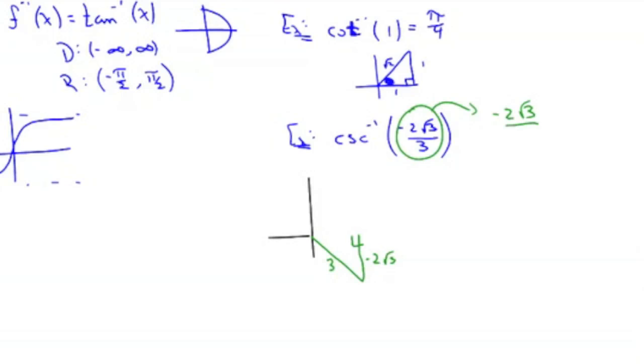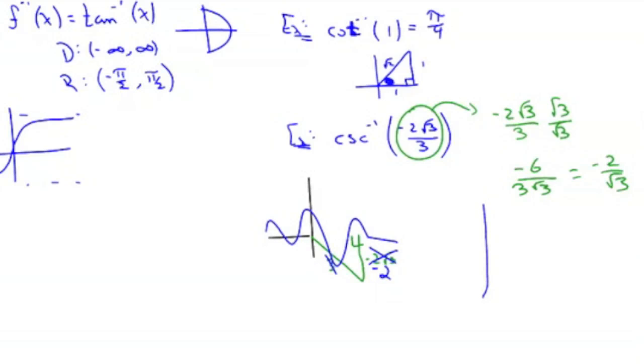How would you unrationalize it? Multiply the top and the bottom by square root of 3. So this becomes negative 6 over 3 square roots of 3, better known as negative 2 over square root of 3. And that'll label your triangle a lot better. So this side really is the square root of 3, and that side is 2. This is hypotenuse, this is opposite.